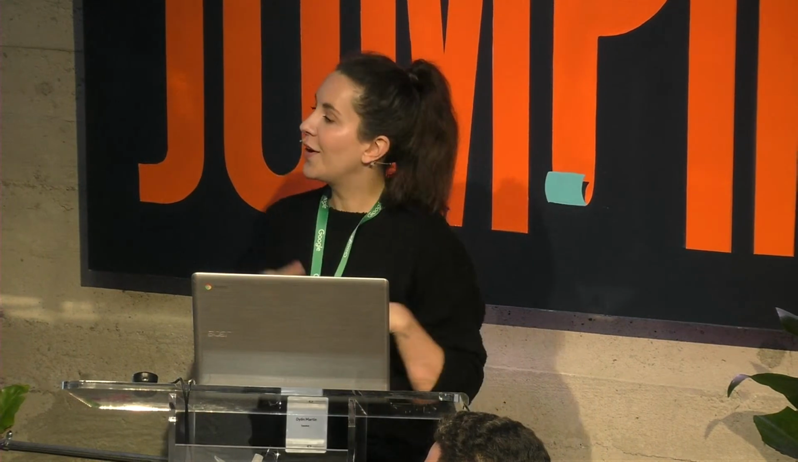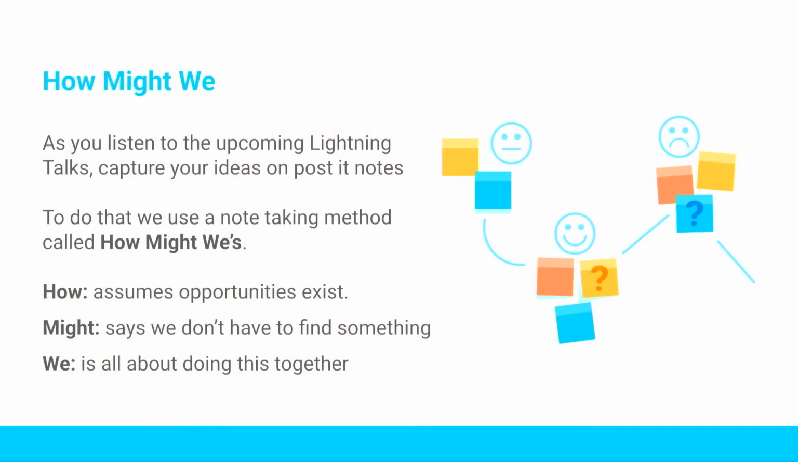Okay, so during her lightning talks, we're going to write down notes as how might we's. Pay close attention as you write down your how might we's because these are kind of the building blocks for the rest of the day. These let us capture individual ideas and frame them as opportunities we might want to explore. We call them how might we's because how assumes opportunities exist. Might says we don't have to find the answer to this, but we might. And we is because we're all going to do it together.